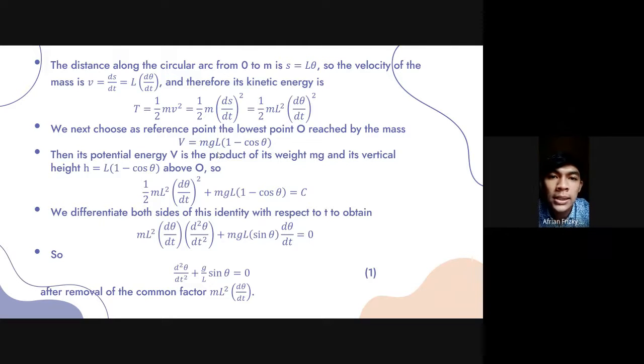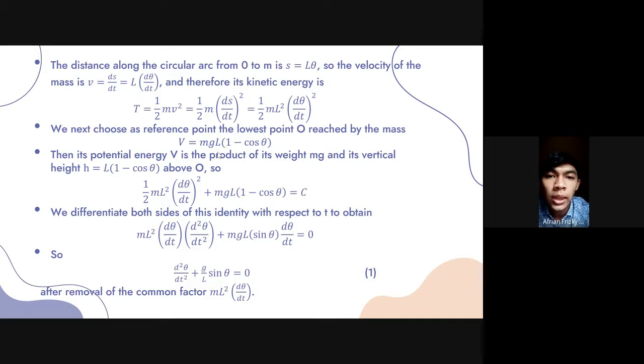The distance along the circular arc from O to M is s equal to L times theta. So the velocity of the mass is v equal to ds/dt, equal to L times d theta/dt. Therefore, its kinetic energy is T equal to a half m v squared, which is a half m (ds/dt) squared, and we get a half m L squared (d theta/dt) squared.